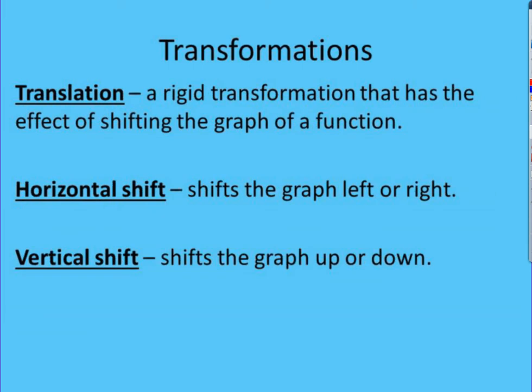So our first rigid transformation is going to be a translation. Remember, a translation just moves a graph, so it's going to slide it or shift the graph left or right or up and down. We know it has a horizontal shift if it shifts the graph left or right, and it has a vertical shift if it shifts it up or down.